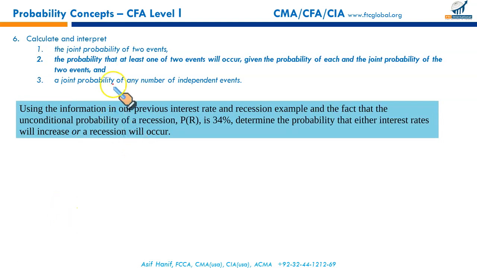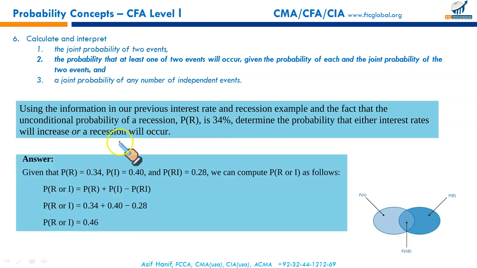Next, the probability that at least one of the two events will occur given the probability of each and joint probability of the two events. Using the information in our previous example, interest rate and recession example, and the fact that unconditional probability of recession P(R) is 34%. Assume numbers. I've taken this example from your textbook. Determine the probability that either interest rates will increase or recession will occur. That's what we discussed a little while earlier.